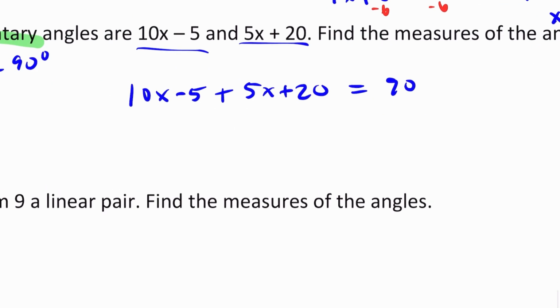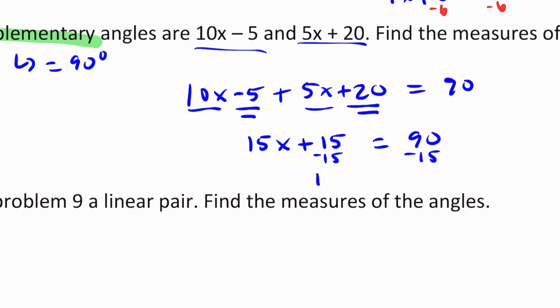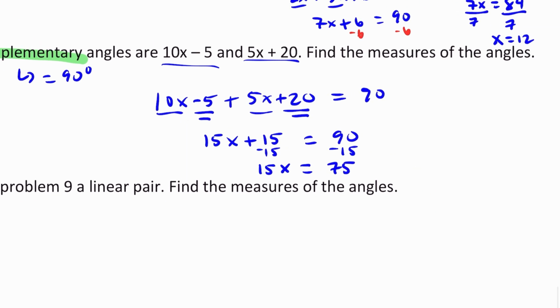And then I'm going to go ahead and combine like terms here. I've got 10x plus 5x, which is 15x. And then I have negative 5 plus 20, which is just positive 15. Again, you're going to equal that to 90 here. Subtract both sides by 15. So 15x equals, well, what's 90 minus 15? That's 75. So now we have to divide both sides by 15 here, right? So I'm going to divide both sides by 15. X is equal to 5.